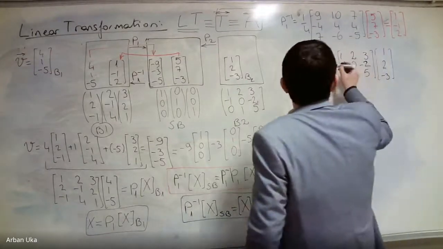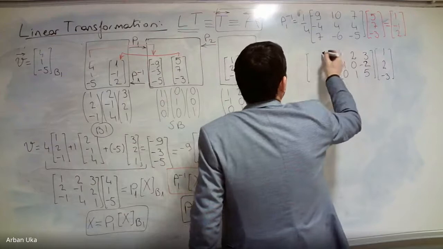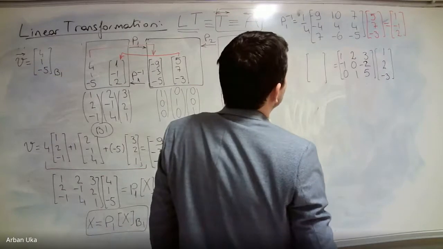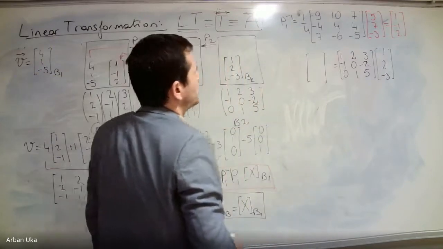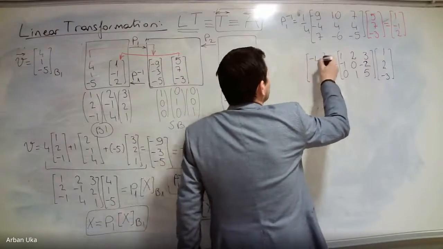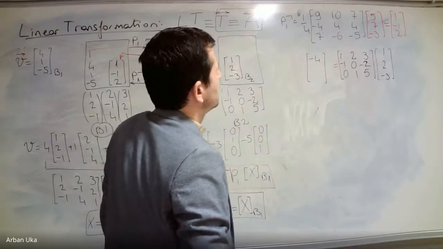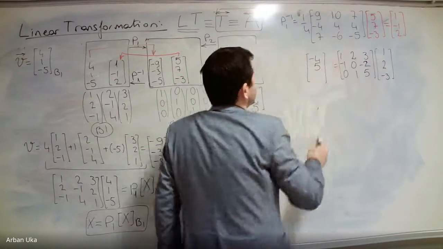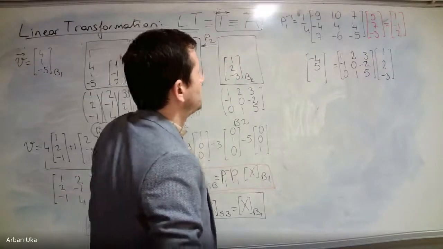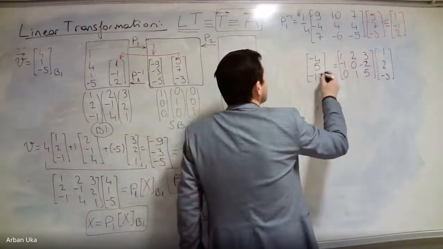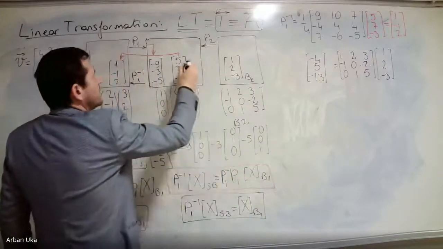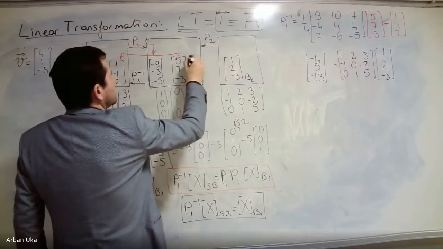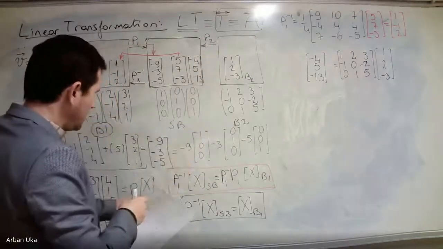So what do we get here? This is equal to, it's 1, 2, 3, times 1, 2, minus 3. So this is 1 plus 4, it is 5, minus 9, it's minus 4. Minus 1, plus 6, this is 5, and 2 minus 15, it's minus 13. So apparently this is minus 4, 5, minus 13. This is in the standard basis.